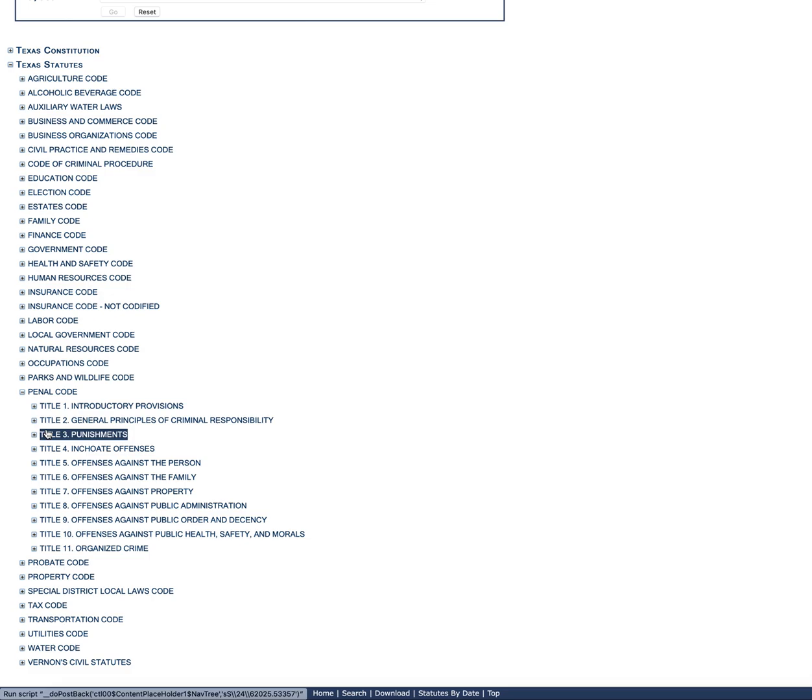So there you go, statutory law, case law, and common law. Be able to distinguish between those.